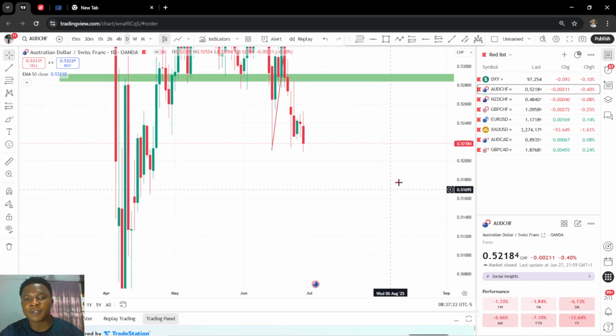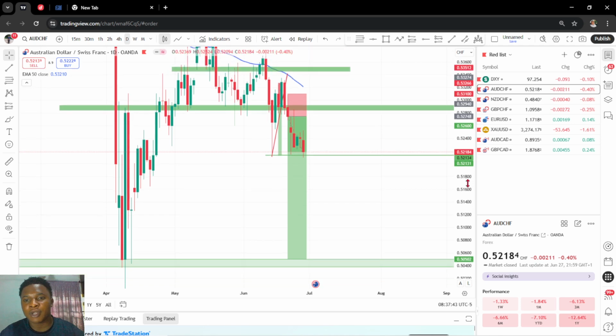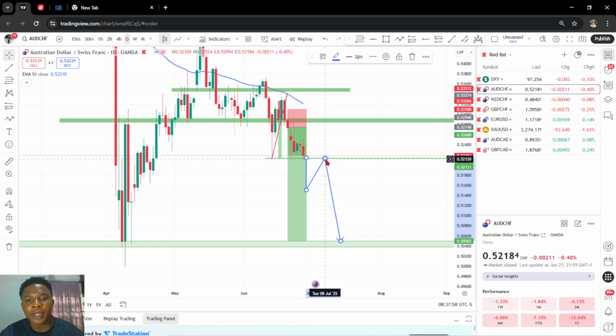I entered this market two weeks ago on Friday, so I've been holding it for a week now. I'm expecting to enter more trades if the market can break here and retest back to this level. Then I'll be able to enter this market.